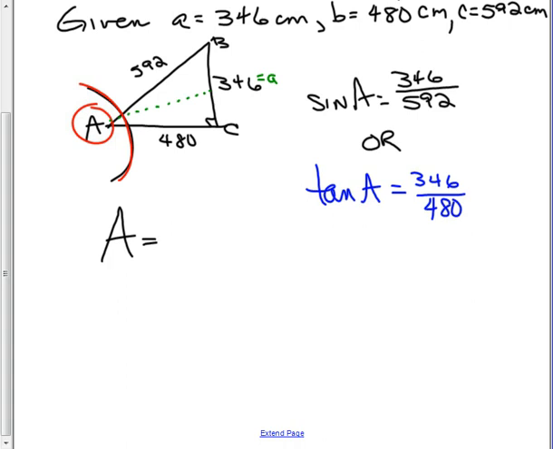Oh, I know what I did right. Anybody? I got 35 point something. I don't know if it's right. I just did tangent inverse of 346 divided by 480, which is 35.8 degrees. Did you use sine or tangent? I used sine, and you used tangent, and see how it's the same answer? You've got to use inverse in everything.